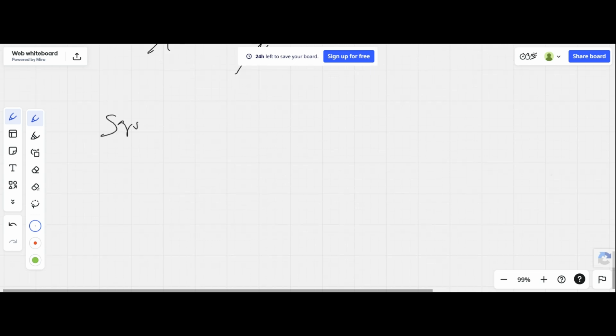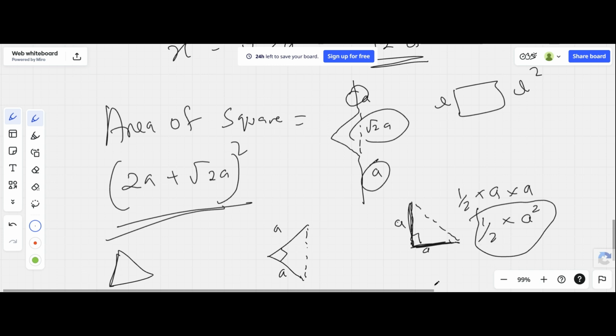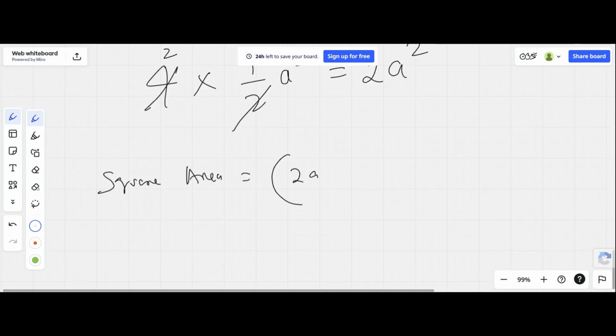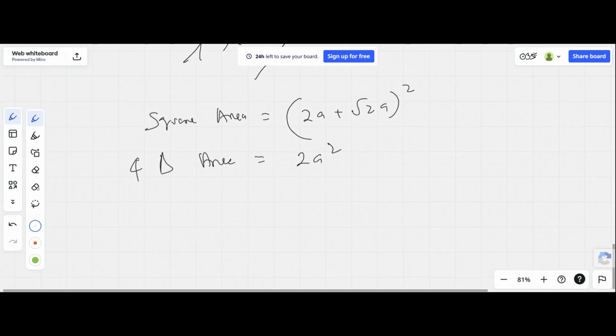So the square area is 2a plus root 2a, squared. The area of the four triangles is 2a squared. Okay, right. So now we have to simplify.